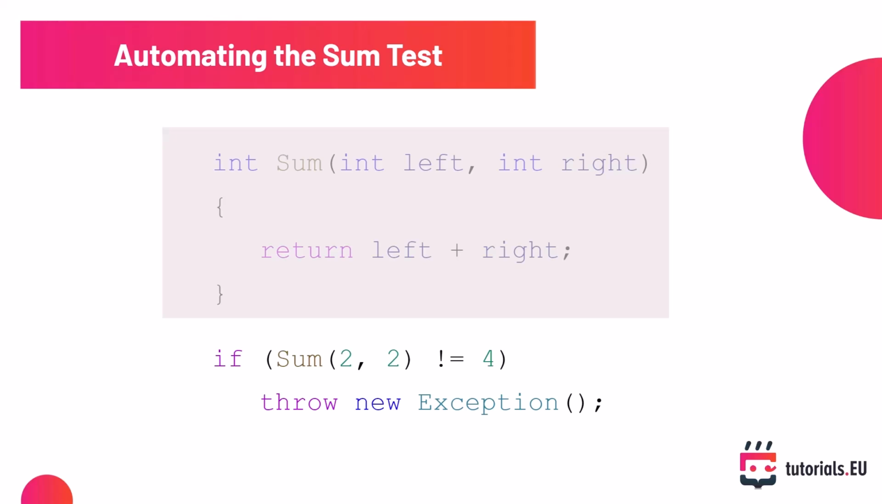This is the same test as the one we did manually. And it's automated. I can run it every time I change the sum function, and it throws an exception as soon as I break this behavior.